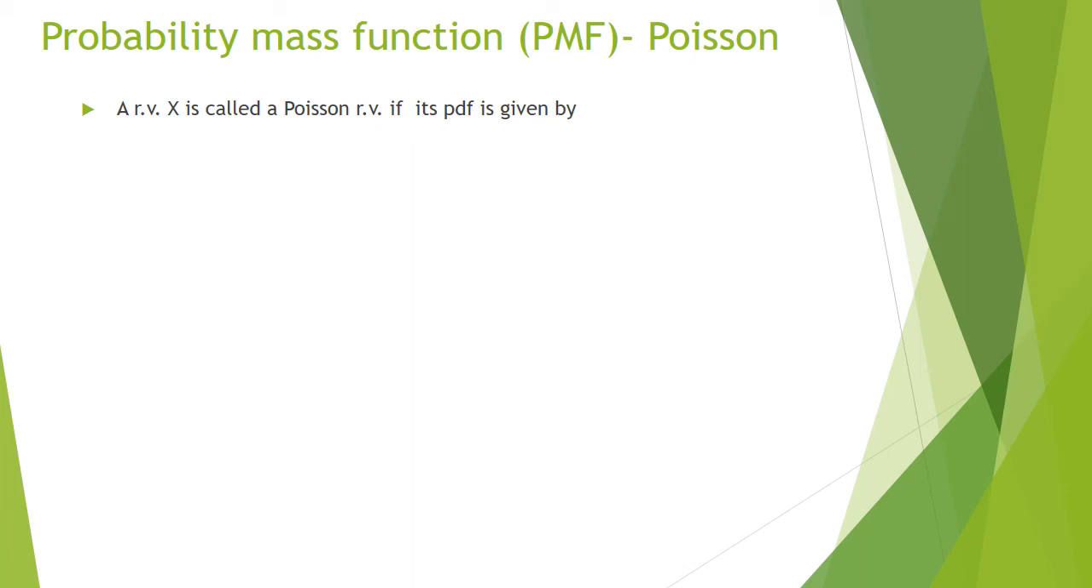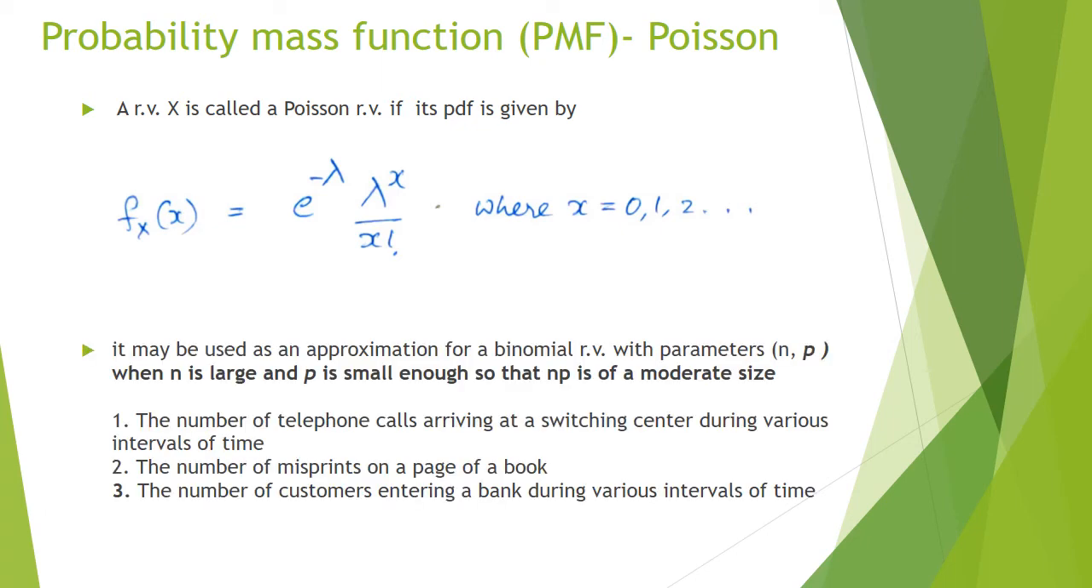A random variable x is called a Poisson random variable if its probability mass function is given by f_X(x) equal to e raised to minus lambda into lambda to the power x divided by x factorial, where x takes the values 0, 1, 2, etc. So x is not taking all the values, hence it shows that this is a discrete random variable, and whatever things we are using here will be summation instead of integration. It is defined only for integers.